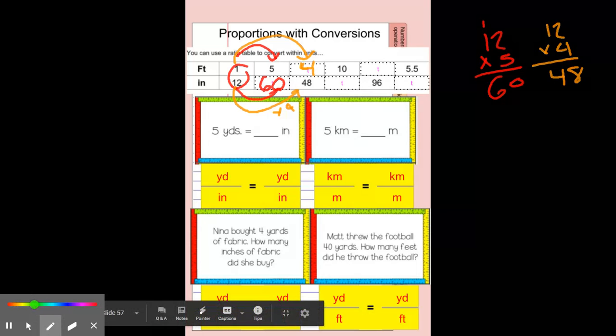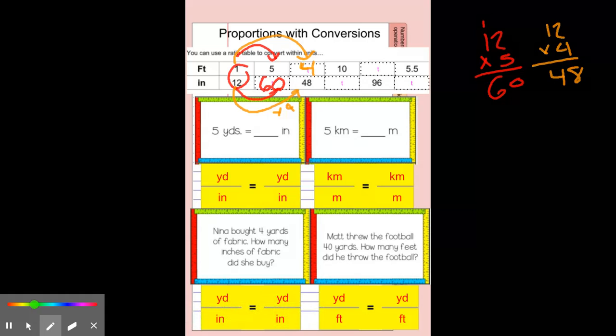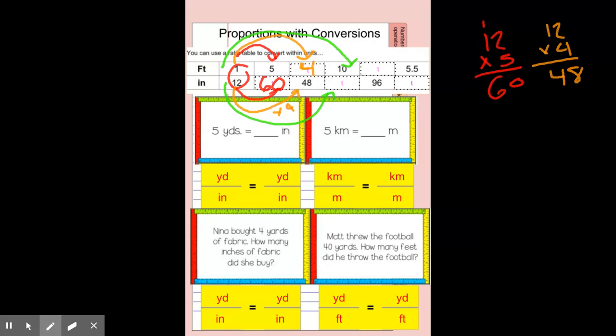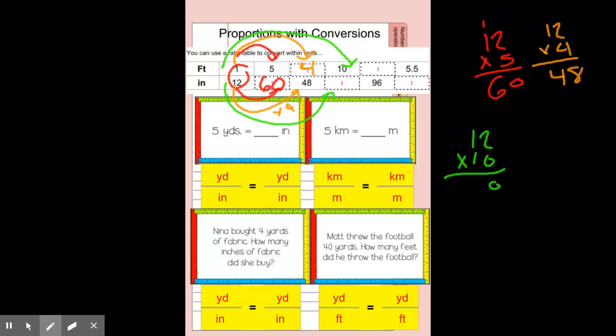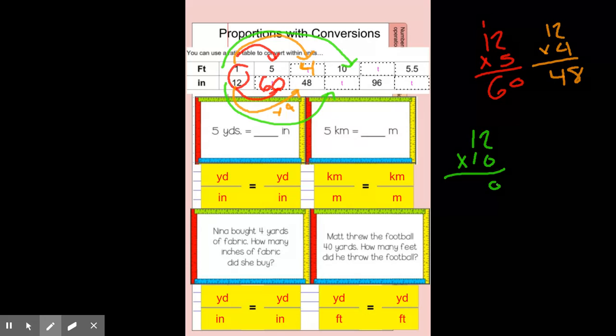Okay. The next one we have, and this is getting kind of messy, I know, but we're going to keep going. The next one we have is 1 foot going to 10 feet. So to get from 1 to 10, we multiply by 10. So on the bottom, we're going to do 12 times 10. 0 times anything is going to be 0, so we're going to move to the next number. 1 times 2 is 2. 1 times 1 is 1. So 10 feet is 120 inches.